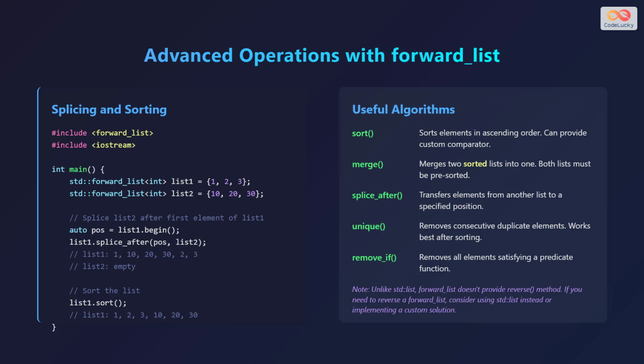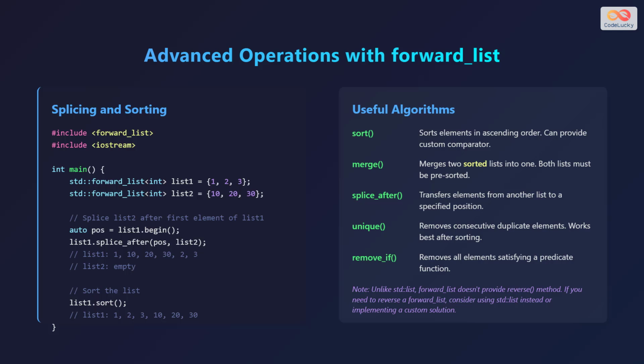Let's explore some advanced operations with forward_list, such as splicing and sorting. To splice lists together, you can use the splice_after method. This transfers elements from one list to another at a specified position. In the example, list 2 is spliced into list 1 after the first element. After splicing, list 2 becomes empty.